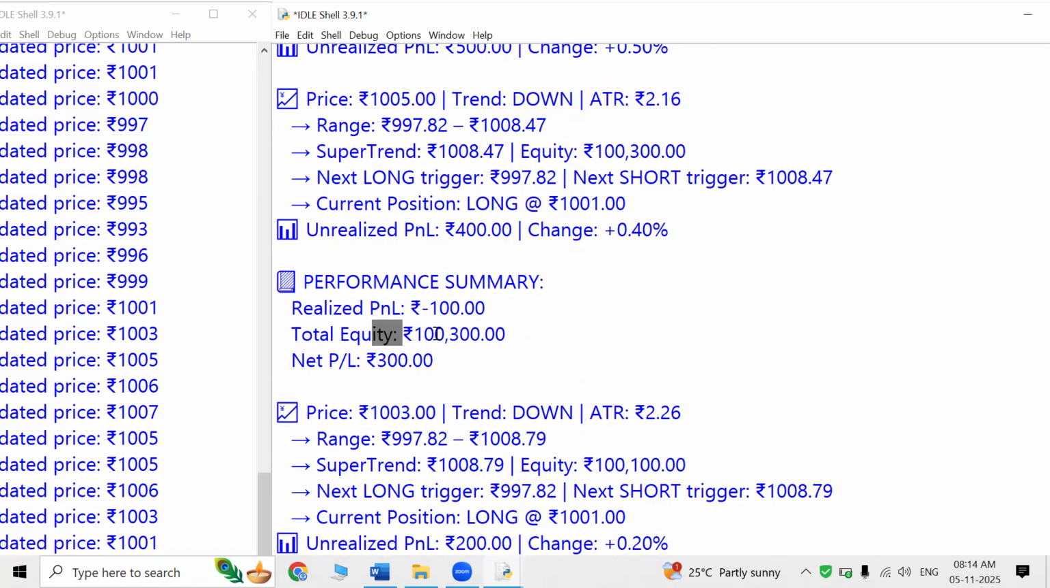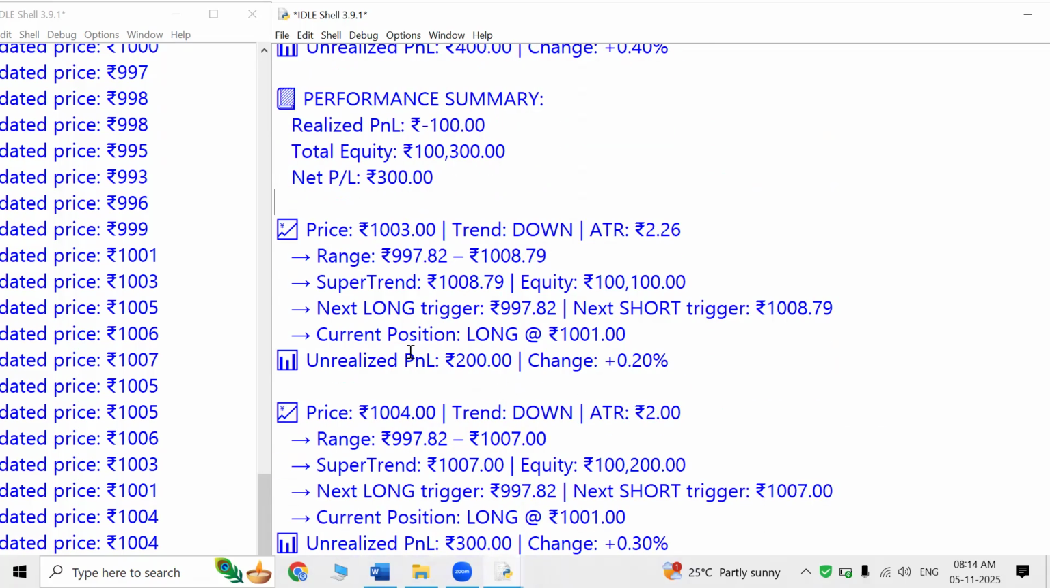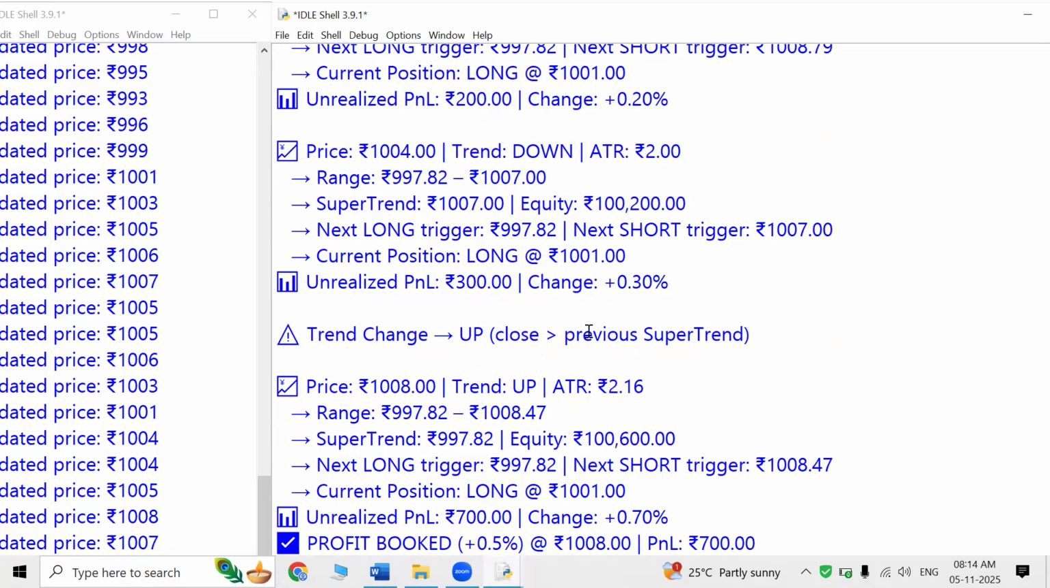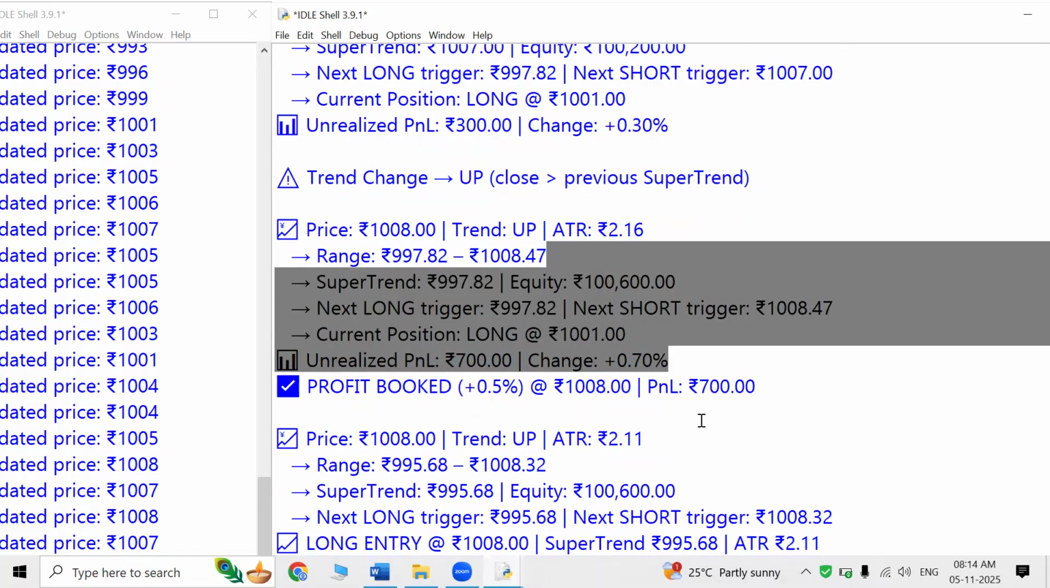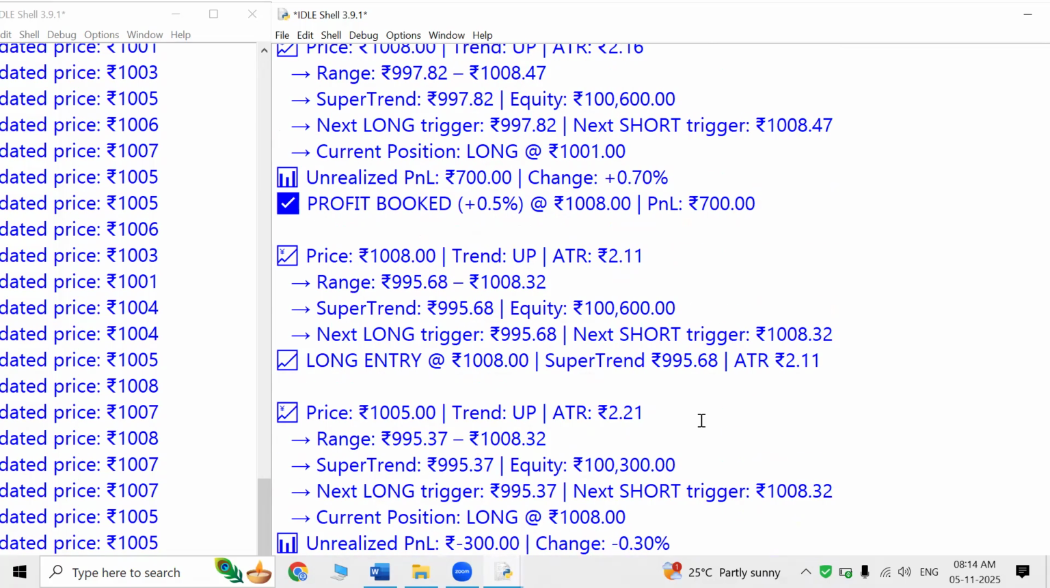Okay. So currently we are in profit, see here we have booked the profit. The current long position again 1001. The trend is up. Okay, we booked one more profit over here. You can check out this. Okay. Again, we have taken the long position. So it keeps on doing this. You need to run it for a full day.